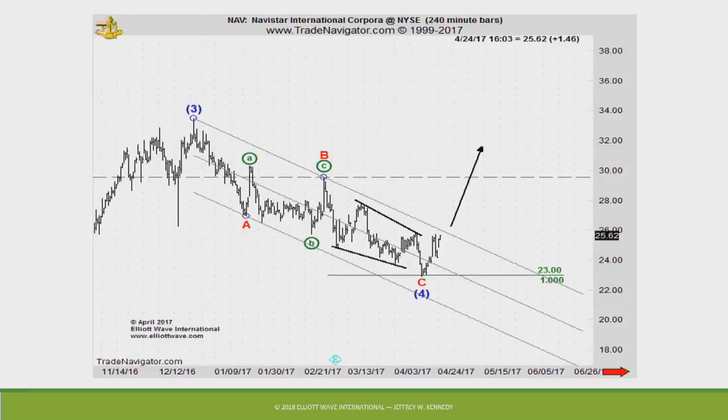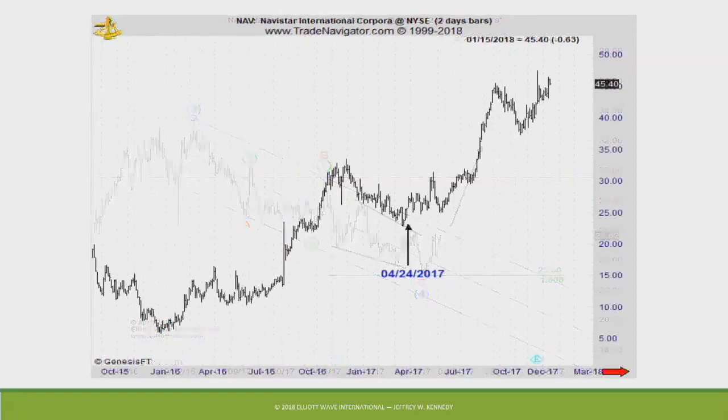I'm loving Navistar at this point. And I wrote about this in Trader's Classroom, my service. And it took off like gangbusters. Love it.